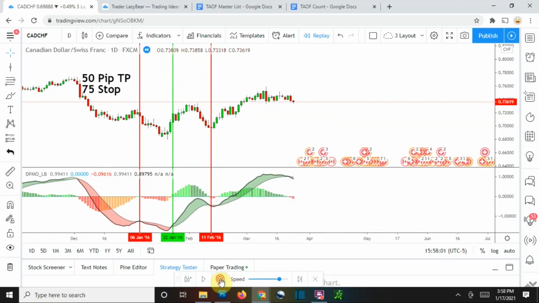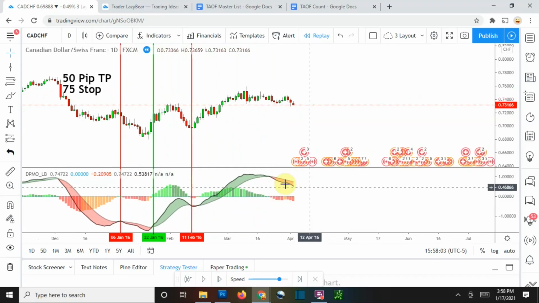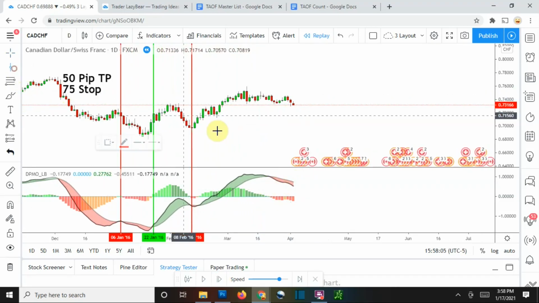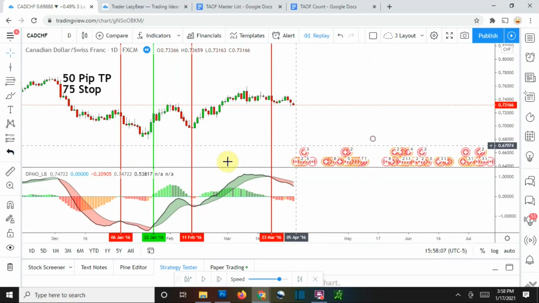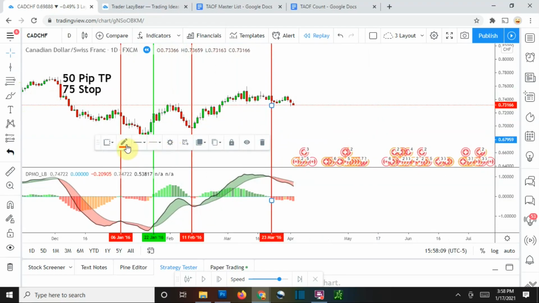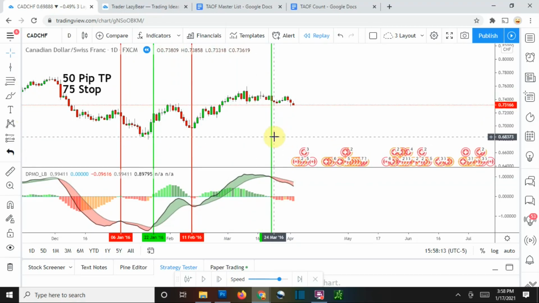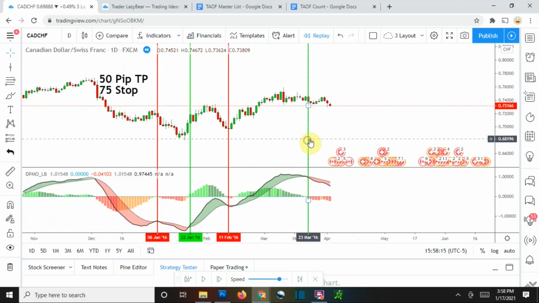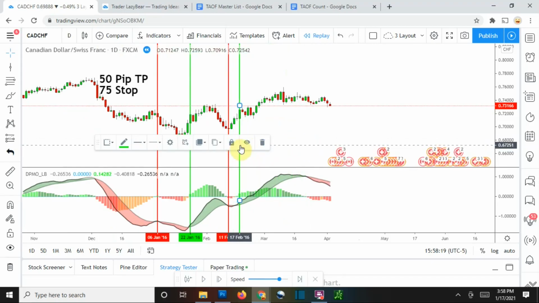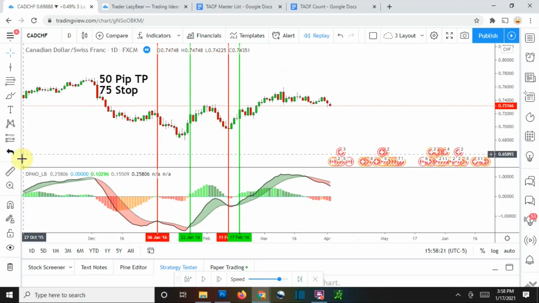Let's go ahead and continue forth here. Then we pick up a short up here on this side. Actually, I missed one. We picked up a long as well. So we picked up a short right here. Let's bump this one. Come on. Cooperate with me here. There we go. We bumped that one over to here.